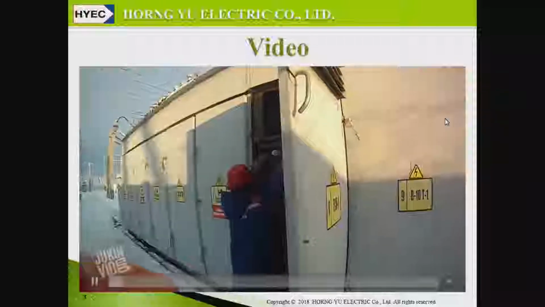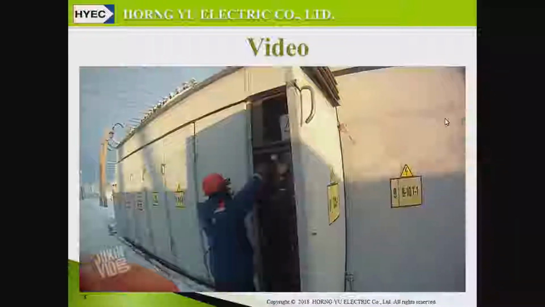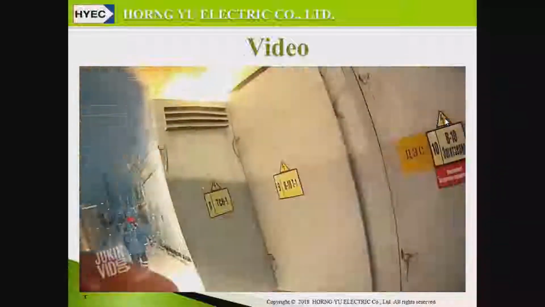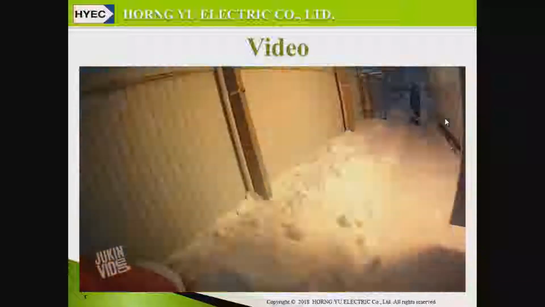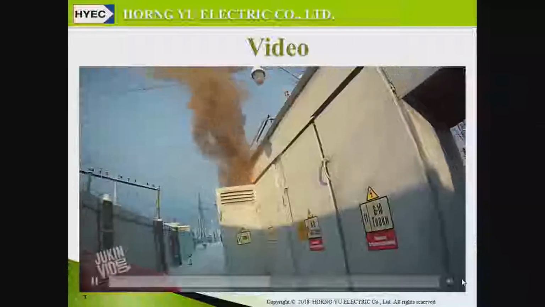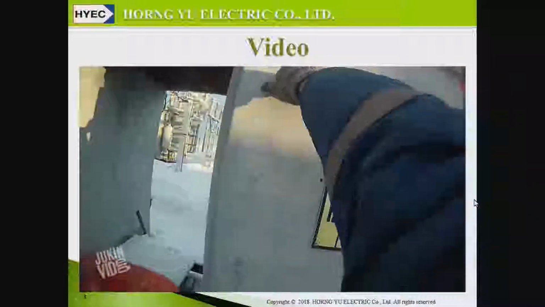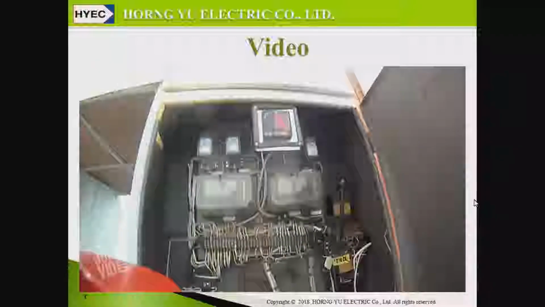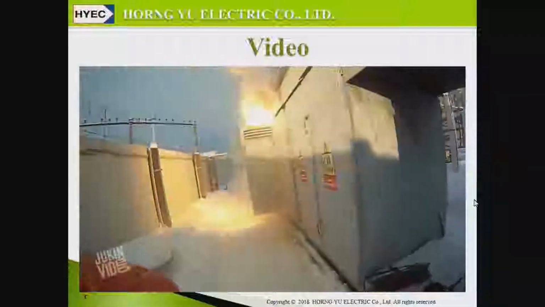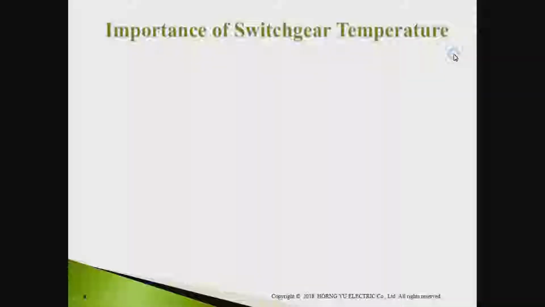And the next video is about Russia. They are going to initiate the switchgear. The guy is very lucky because he just skipped this accident. Finally, they find out there is something inside, so they have to shut it down by pouring snow inside the panel.